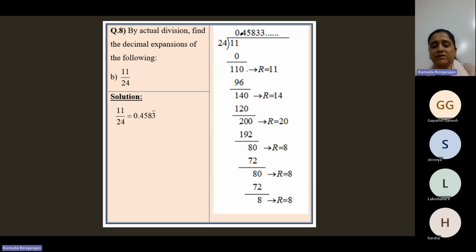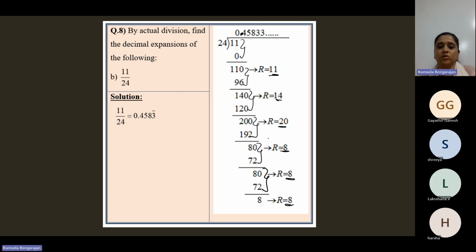So the different remainders are, see, when do you get a remainder on subtracting, right? So here when you subtract, the remainder is 11. And here when you subtract, the remainder is 14. Here the remainder is 20. Here the remainder is 8. Here the remainder is 8. You can stop actually. When the remainder repeats, you can just stop the division. I've just done one more.